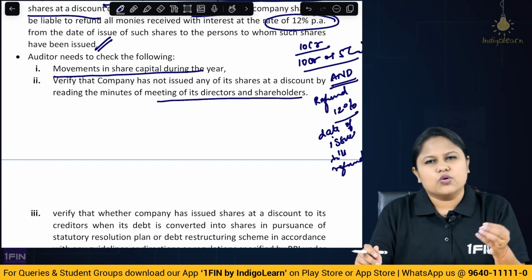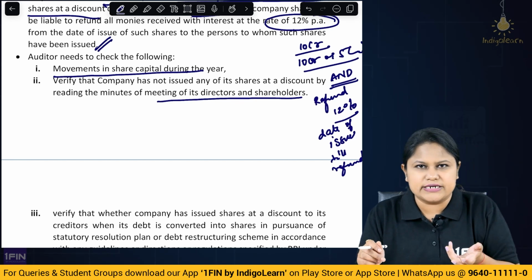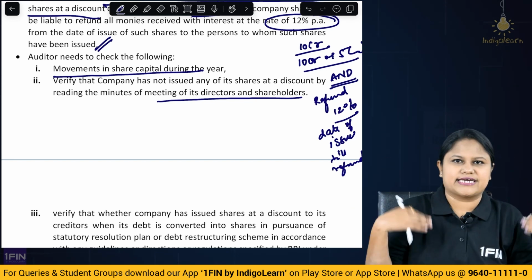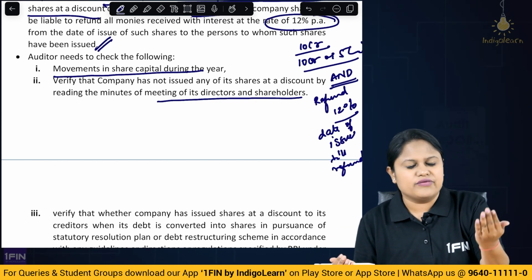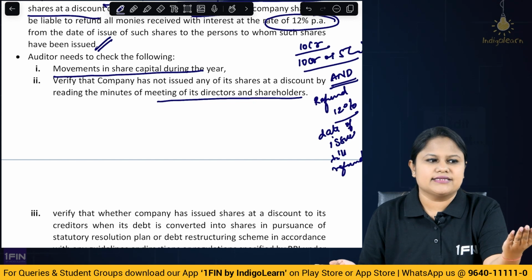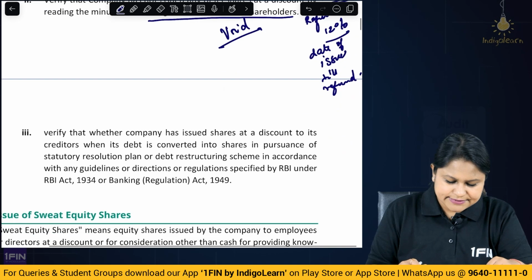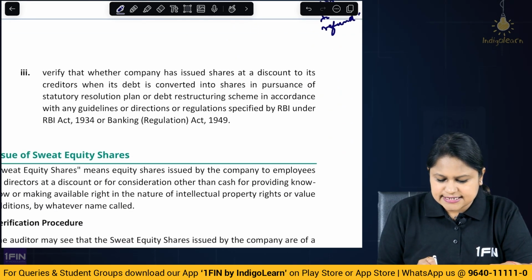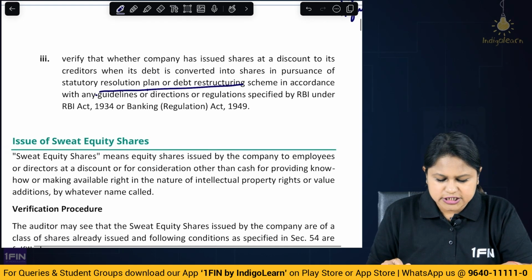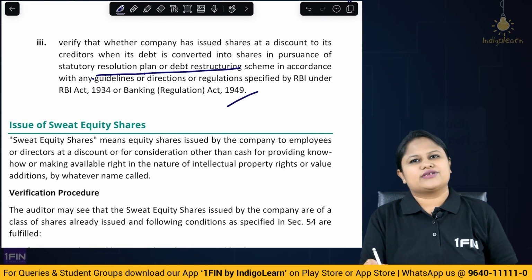See, obviously, the only way through which you can understand what has happened in the meeting, what decision has been taken, whether in the board meeting or shareholders meeting, is through the minutes. We don't have a time machine to go back and check everything. So you will look into the minutes book and understand whether they have passed any resolution telling that shares are to be issued at a discount, because that will become void. Then verify whether the company has issued shares at discount to its creditors, when its debt is converted into shares in pursuance of a statutory resolution plan or debt restructuring scheme in accordance with any guidelines, directions, regulations specified by the RBI Act 1934 or the Banking Regulation Act 1949.